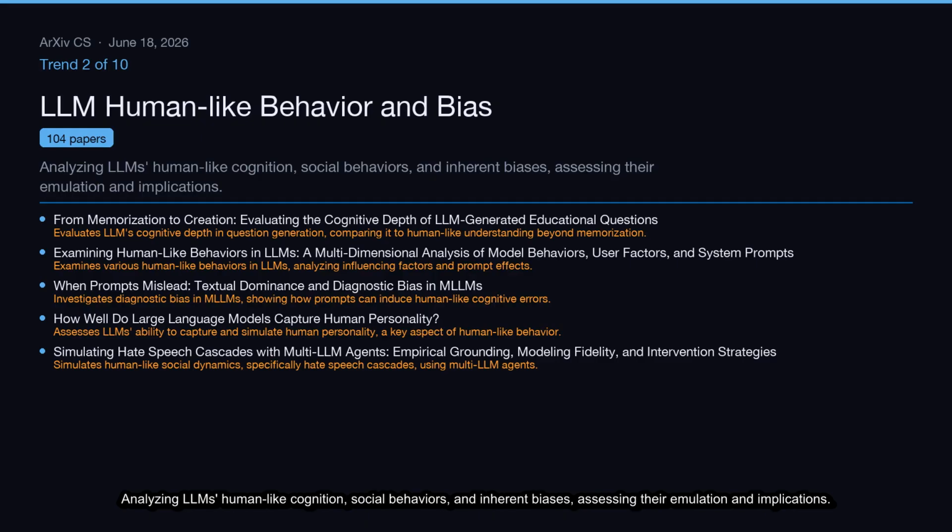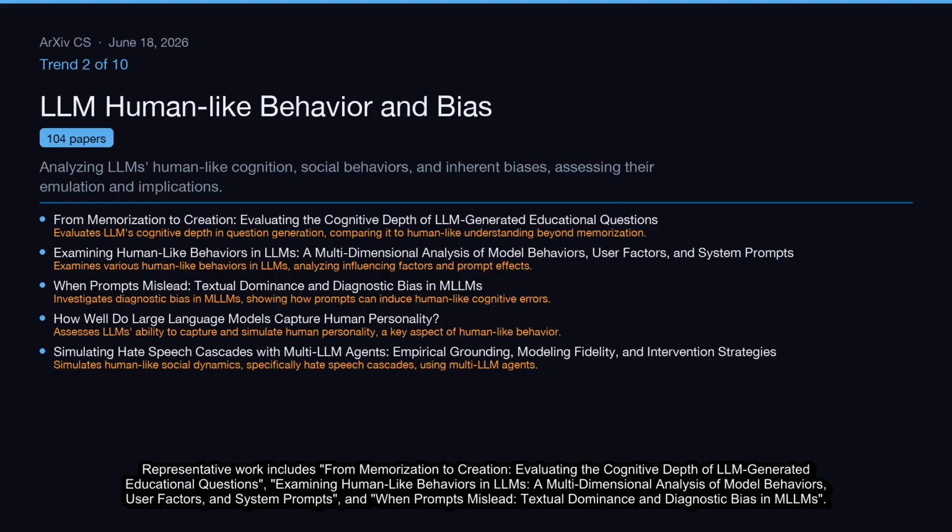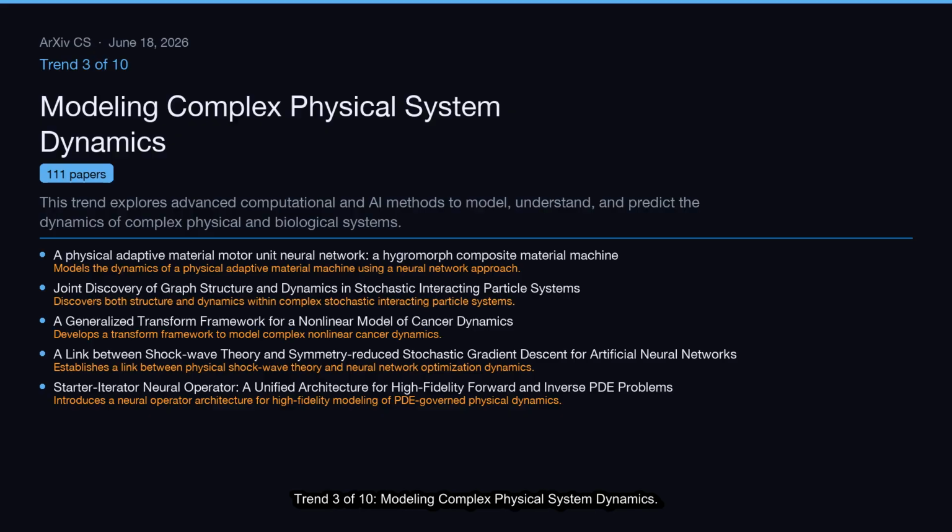Trend 2 of 10, LLM Human-like Behavior and Bias. Analyzing LLM's human-like cognition, social behaviors, and inherent biases, assessing their emulation and implications. This cluster covers 104 papers. Representative work includes From Memorization to Creation, evaluating the cognitive depth of LLM-generated educational questions, examining human-like behaviors in LLMs, a multidimensional analysis of model behaviors, user factors, and system prompts, and when prompts mislead, textual dominance and diagnostic bias in MLLMs.